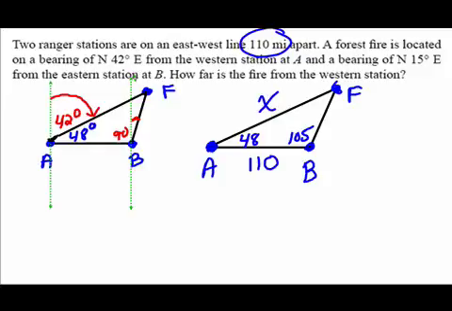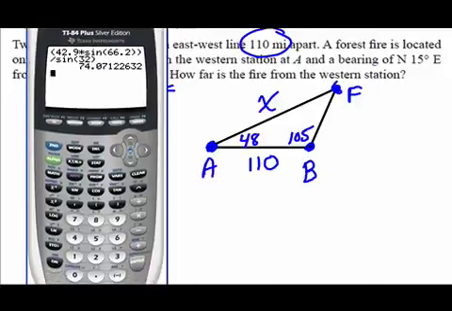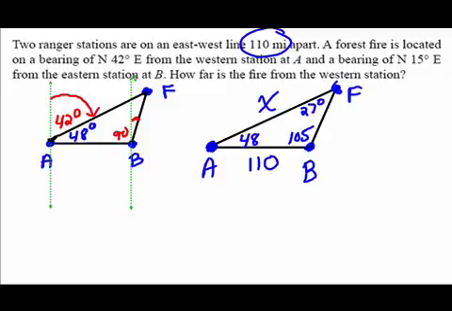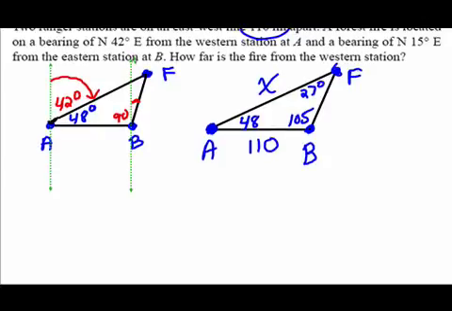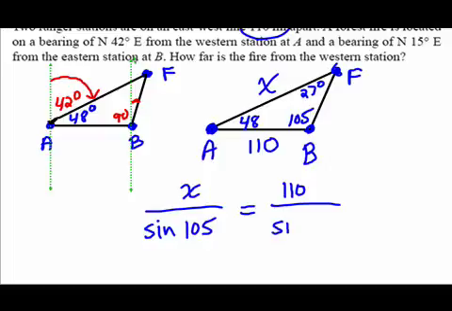I can go ahead and add those two together and subtract from 180 to get the missing angle of our triangle: 180 minus 105 minus 48, that missing angle is 27 degrees. Now we're ready to use the law of sines to find x. You could say x over the sine of angle B, which is 105, equals 110 over the sine of 27 degrees.